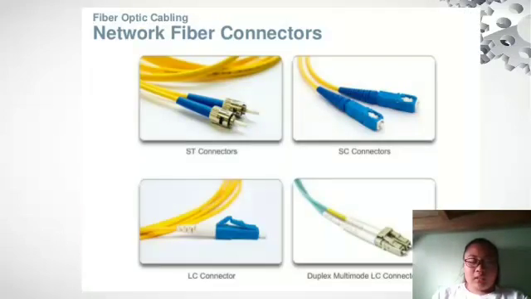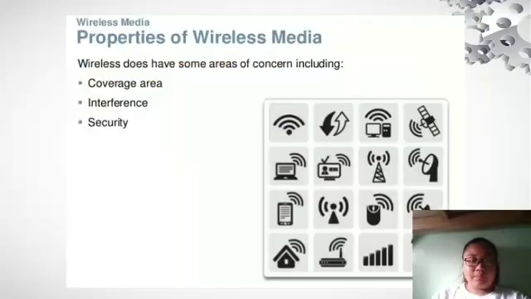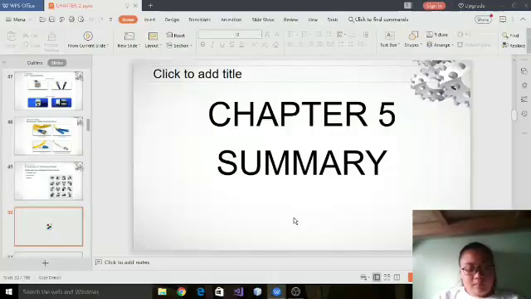Network fiber connectors include ST connectors, SC, LC, and duplex multi-mode LC connectors. Properties of wireless media. Wireless does have some reasons for concern, including coverage area, interference, and security. In addition, the TCP/IP network access layer is the equivalent of the OSI data link layer, or layer 2, and the physical layer, layer 1.